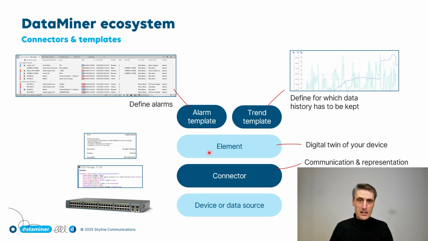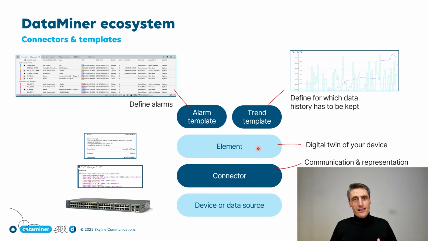But it also represents how it will look and feel in the UI. So in here, we will see all the information coming back from that switch, for instance, with all the interfaces and all the utilization of those interfaces. So that's the digital twin, as we call it, of your device that we have added onto this system. So note, the connector defines the communication and the representation. So with that one connector, I can add like 100 elements there. So I might have 100 switches. So I have one connector and then I have like 100 elements, 100 switches that I add into my DataMiner system.